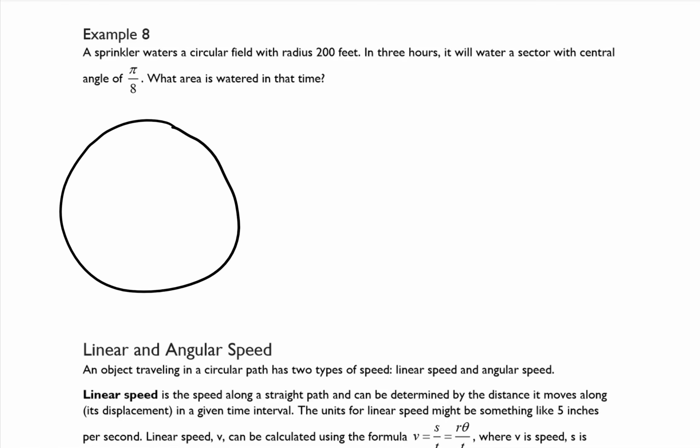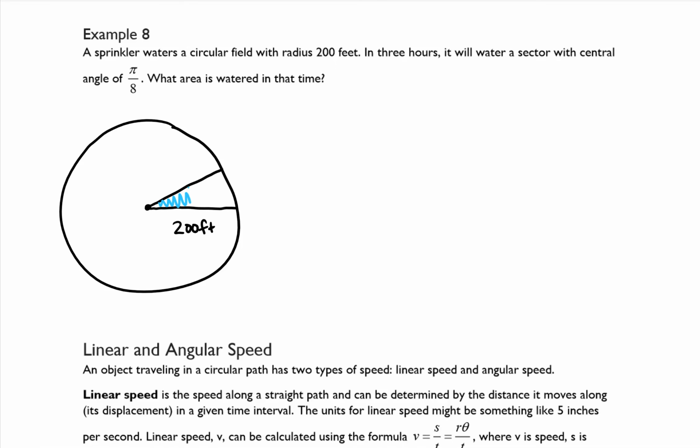Example 8 says, a sprinkler waters a circular field with radius 200 feet. So let's go ahead and draw my circle. Here's the center, and we know that the radius is 200 feet. And it says in 3 hours, it will water a sector with a central angle of pi over 8. So this angle is pi over 8. It's not to scale, but that means that I'll draw it in blue.